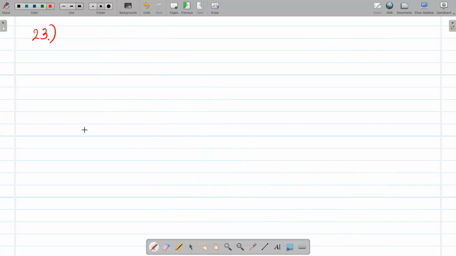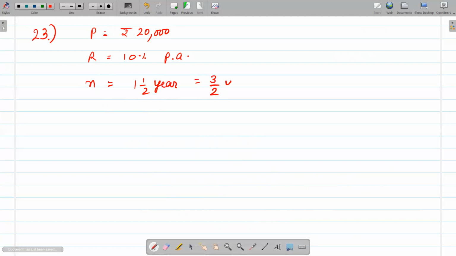23 में क्या है? Find the amount and the compound interest on 20,000 for 1.5 year at 10% per annum compounded half yearly. So principal is rupees 20,000. Rate is 10% per annum, and time is 1.5 year, which means 3/2 years. Then which formula you have to use? 1 plus r upon 200 raised to power 2n. And why this formula? Because it is compounded half yearly.